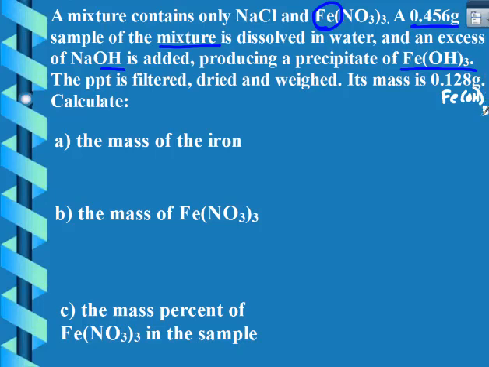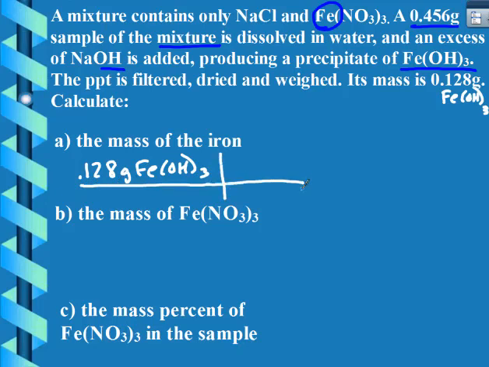So I start with whatever substance I know the mass of. So if I have 0.128 grams of iron 3 hydroxide, I need to find out how much of that is iron. Because if I know how much of it is iron, then I can figure out how much of this 0.456 grams was the sodium chloride. So just like we did in the first 3 chapters, we're going from grams of iron 3 hydroxide to grams of iron. It's just a mass-to-mass problem.